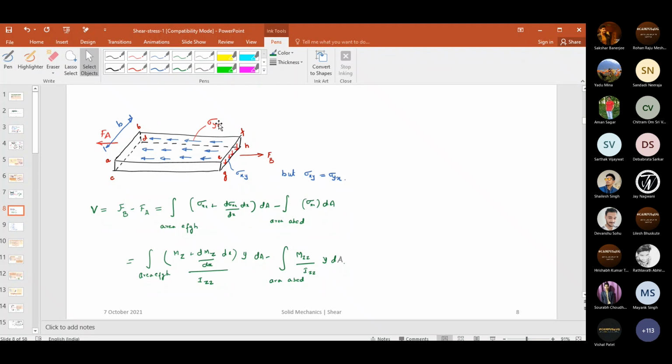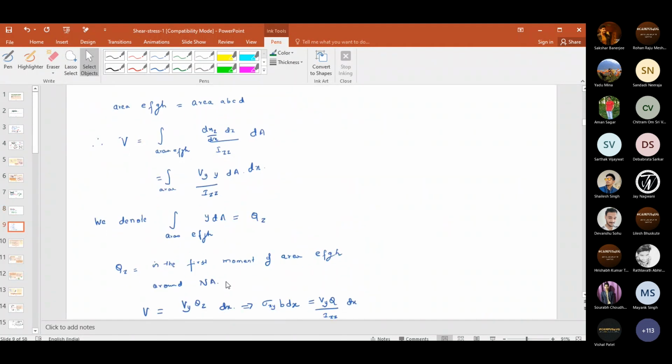So sigma yx will be acting on this. So see, b dx will be equal to Vy into Q by Izz, I dx. If I cancel dx, sigma xy will be equal to Vy into Q by Izz into b. This is the shear stress equation.